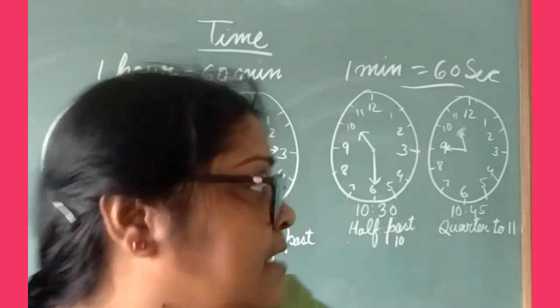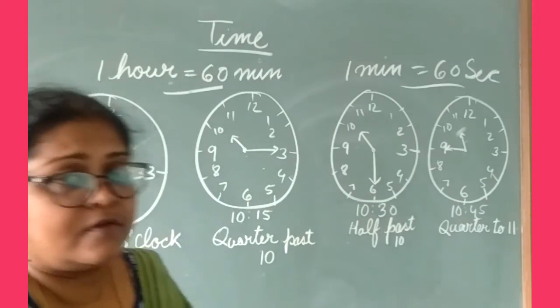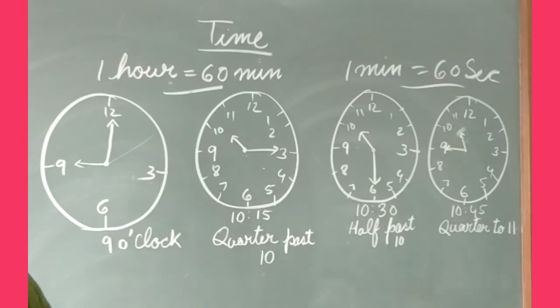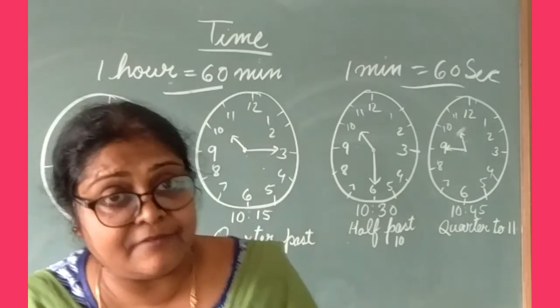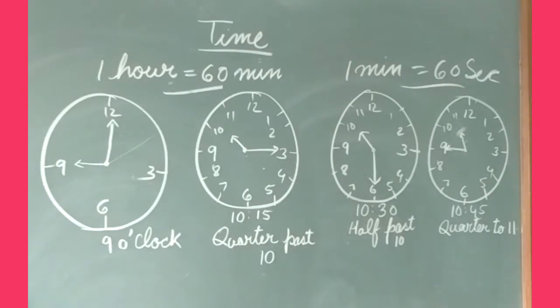Now in the last clock, you can see that the smaller hand is between 10 and 11. And the bigger one, where is it? The bigger hand is on 9.